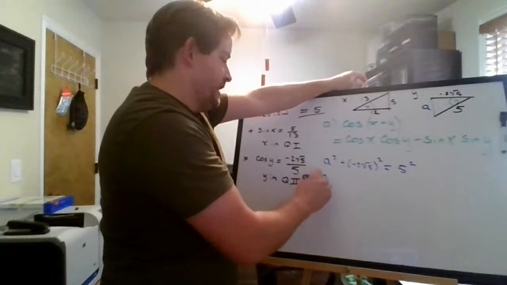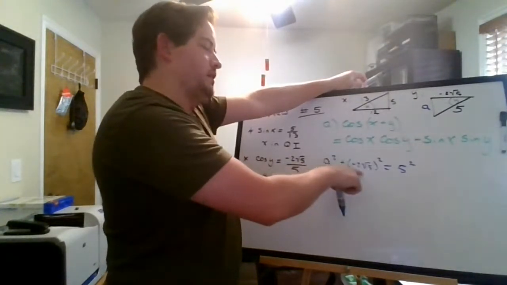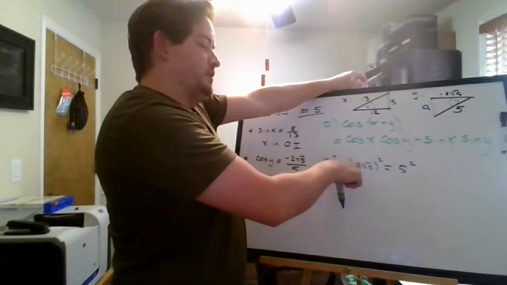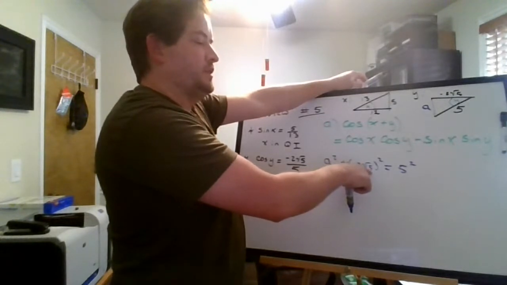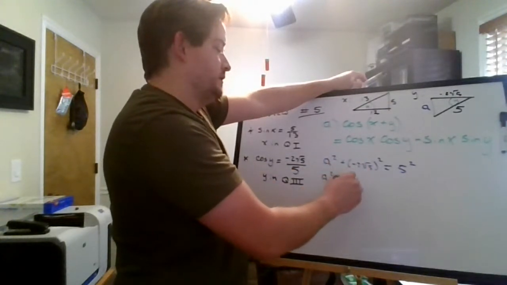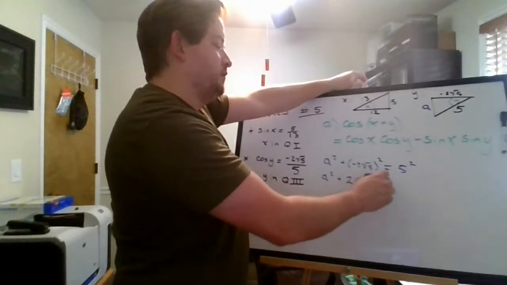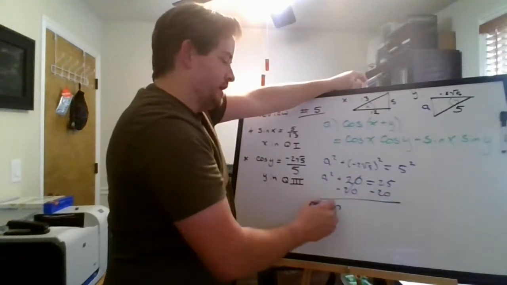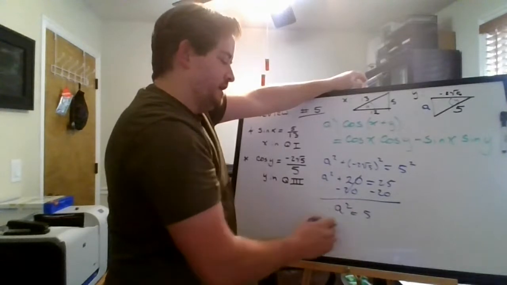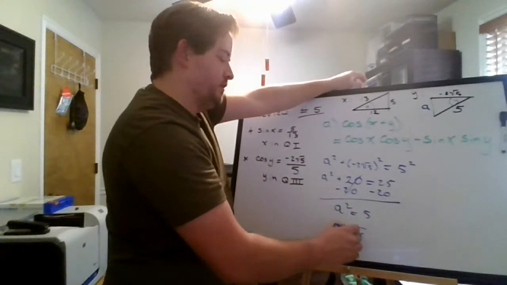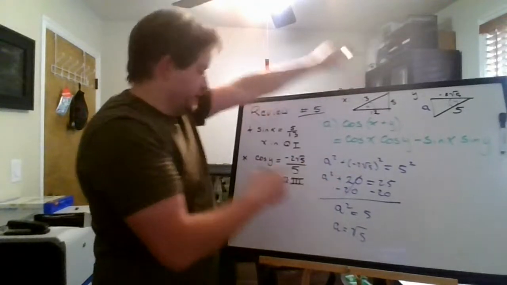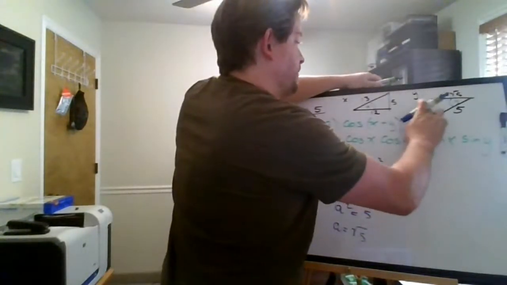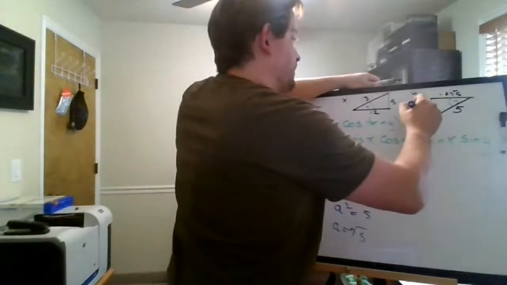And so that is to say that I have a squared plus, when I multiply all of this, the negative 2 root 5 squared goes positive. The 2 gets squared, so that's a 4. The root 5 gets squared, so that's a 5. So this ends up being 20. 5 squared is 25. Subtract your 20 from both sides, and I've got a squared equals 5. And so a equals the square root of 5, and it's negative because, again, y is in quadrant 3. So if y is in quadrant 3, that tells me this is negative root 5. So I have negative square root of 5.